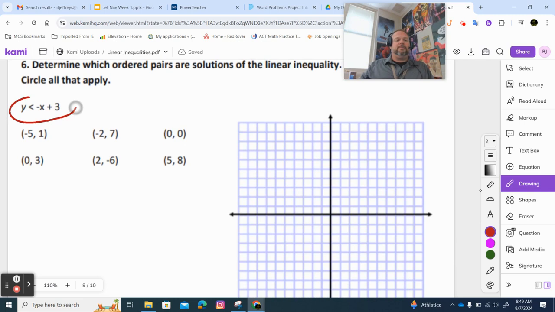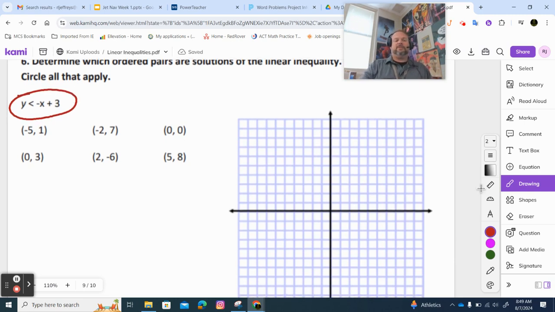So let's look at this right here. What is my B for this one? 3. So let's go to 3. 1, 2, and 3. So my B was 3. All right. What is my M? -1. Okay, so I'm going to go down one, to the right one. All right. Is it solid or dotted? Does it have a line up underneath it? This is dotted.